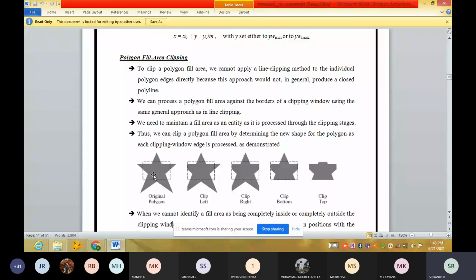If you see the original polygon, is the entire polygon lying inside the window? Reply yes or no. Polygon clipping is a 101% guarantee question, guys. You respond for 10 minutes. Let's wind off the class if you are not so interested. Important topic.